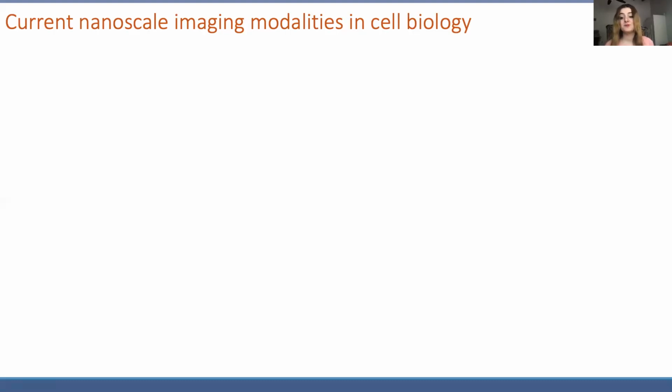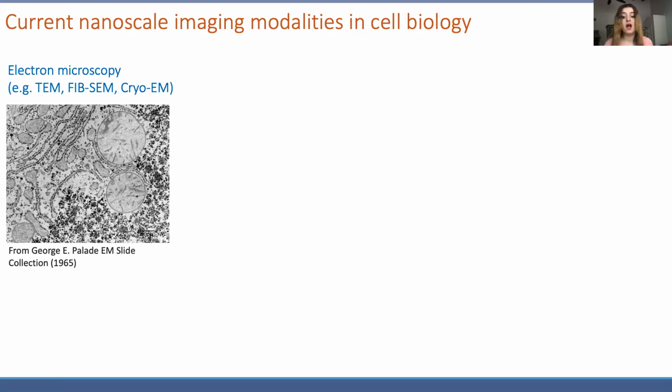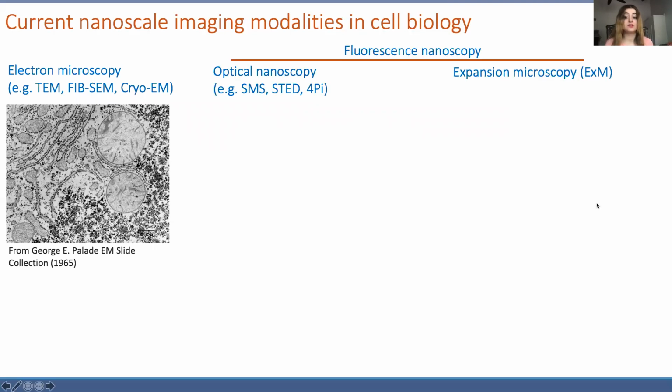The current imaging modalities that are used, however, to image cells at the nanoscale today are electron microscopy and fluorescence nanoscopy, or super-resolution fluorescence microscopy. EM, electron microscopy, has a spatial resolution on the order of nanometers. And it's been very successful at identifying membrane compartments in cells, such as the endoplasmic reticulum in this rat liver EM image taken by Yale's George Palade.